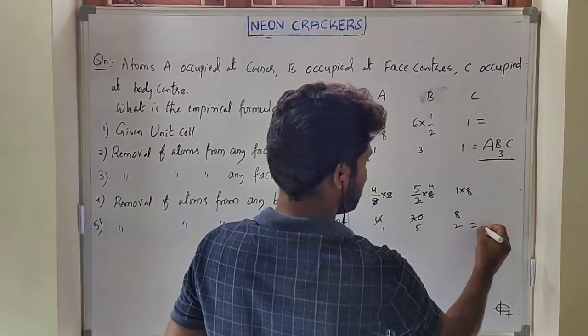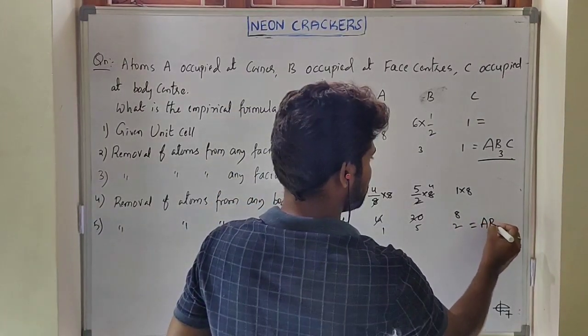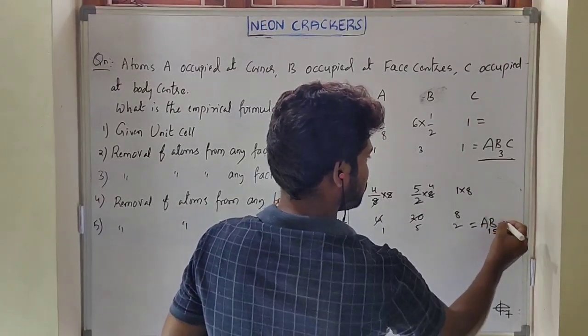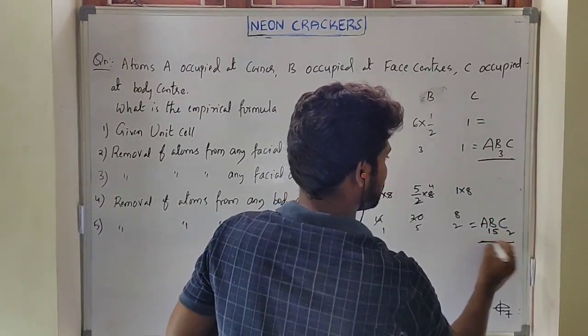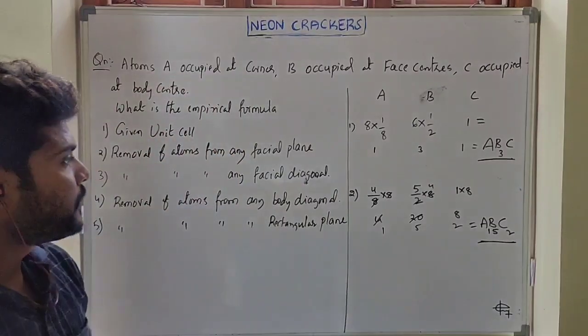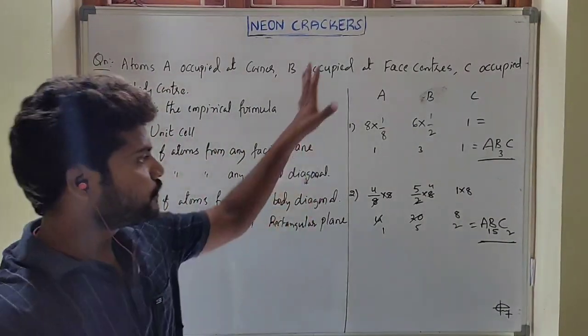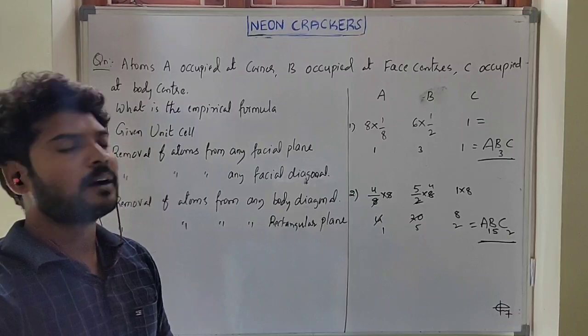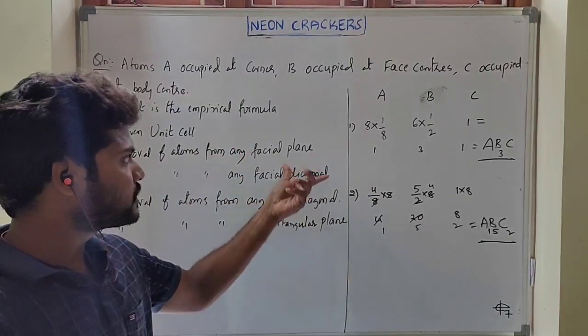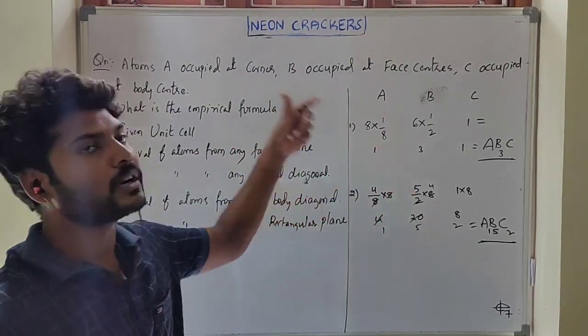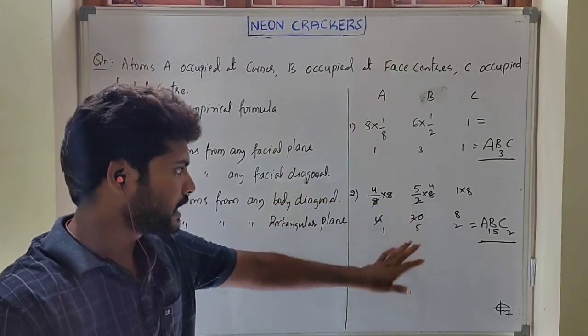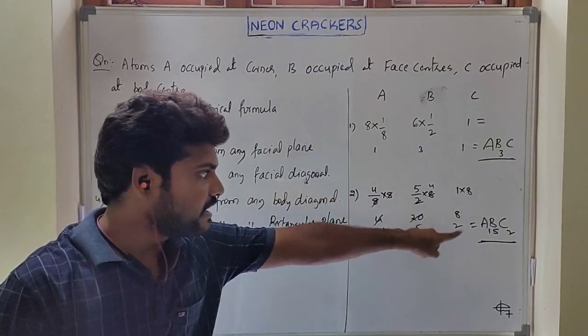So what is the empirical formula? A1, B5, C2. So this is the empirical formula of the second condition. So we have to do the calculation like this. After removal of all the possible atoms, whatever atoms are present, we take the contribution of those, and then we can get the least ratio.